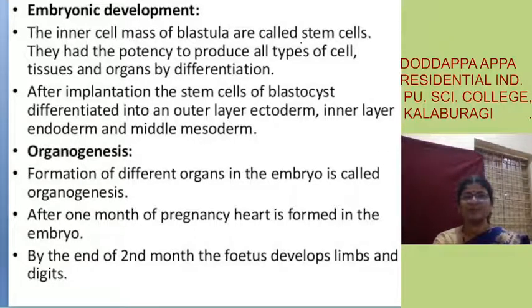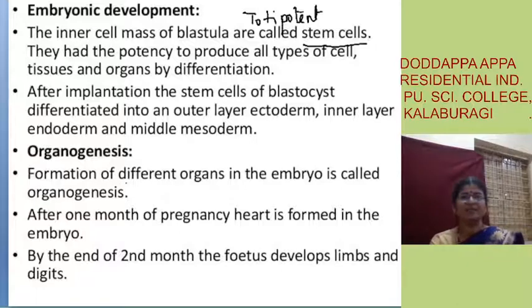What do you mean by stem cells? They are totipotent cells. They can form any type of tissue, totipotent or totipotency. They are stem cells. They had the potency to produce all the types of cells, tissues and organs through differentiation.